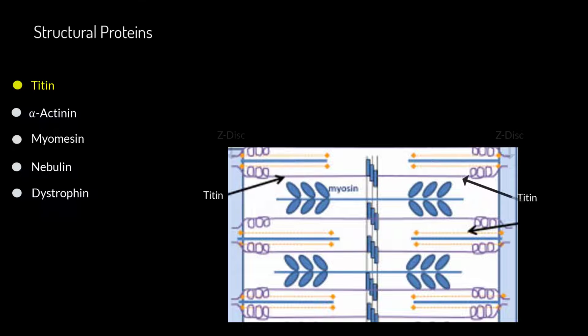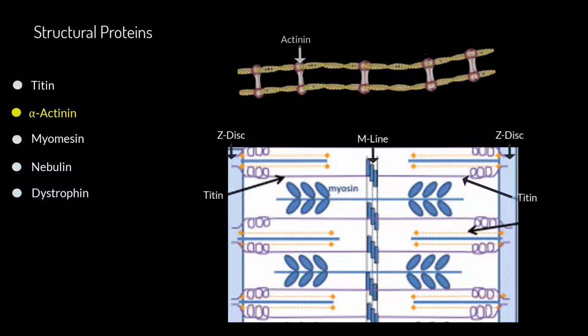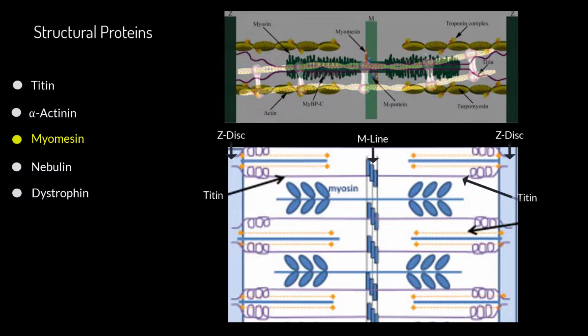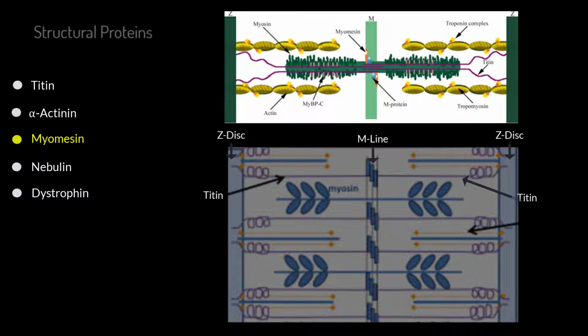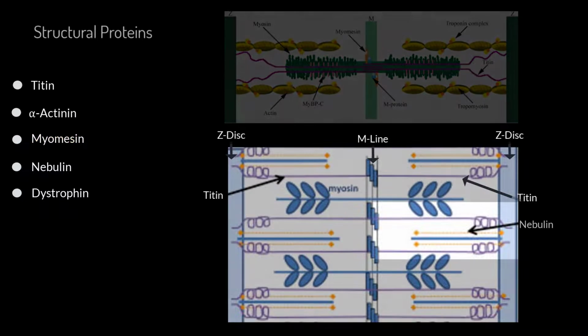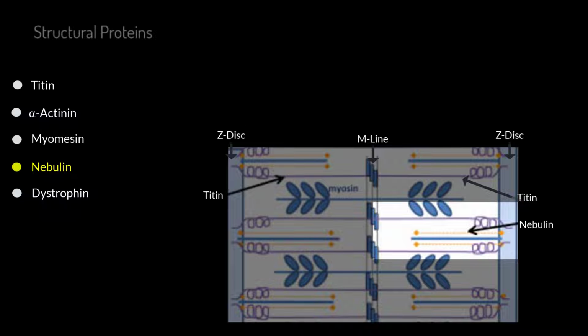Titin connects the Z disc to the M line of sarcomeres. Alpha-actinin is a structural protein of Z discs that attaches to actin molecules of thin filaments and to titin molecules. Myomesin forms the M line of the sarcomere, binds to titin molecules, and connects adjacent thick filaments to one another. Nebulin wraps around the entire length of each thin filament, anchors the thin filament to Z discs, and regulates the length of the thin filament during development.